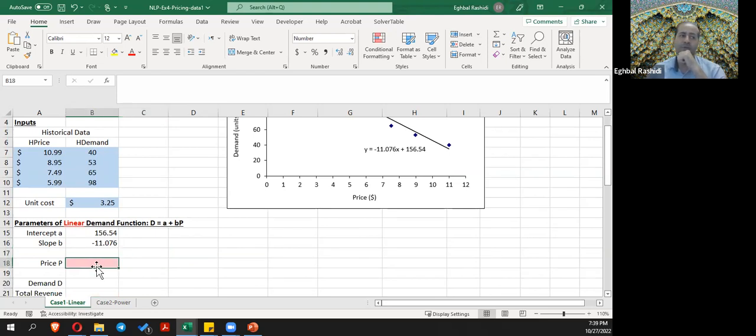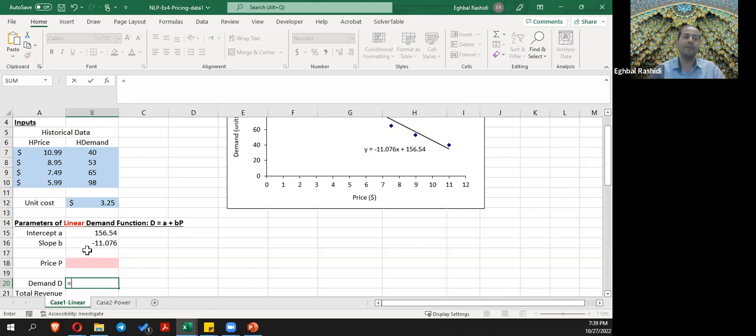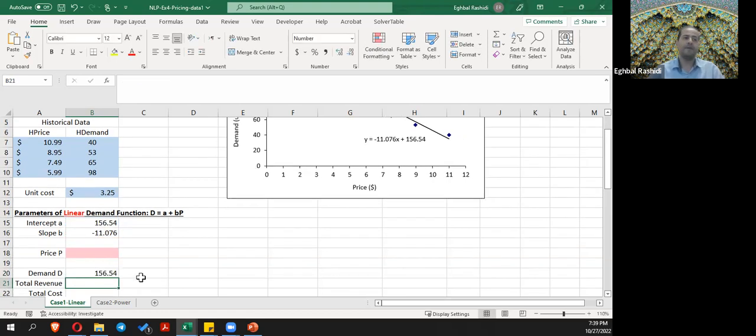Now the price is going to be our decision variable. Now that I have this, for any price that we have here, D is going to be a function of price, and that's going to be A plus B multiplied by price. Okay. So right now price is 0. That's why the demand is 150. So if I go with, let's say, 5, it's going to drop, right? So by changing the decision variable, which is price here, our demand is going to change because demand is a function of price.